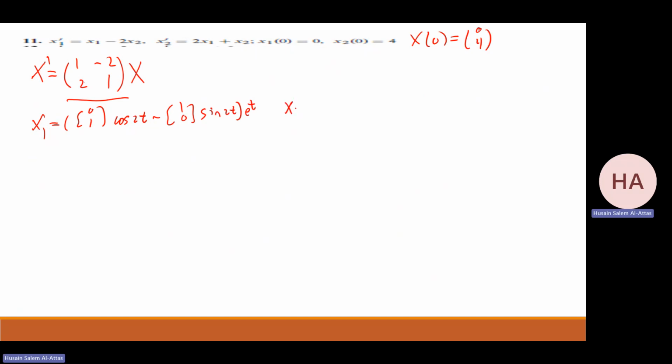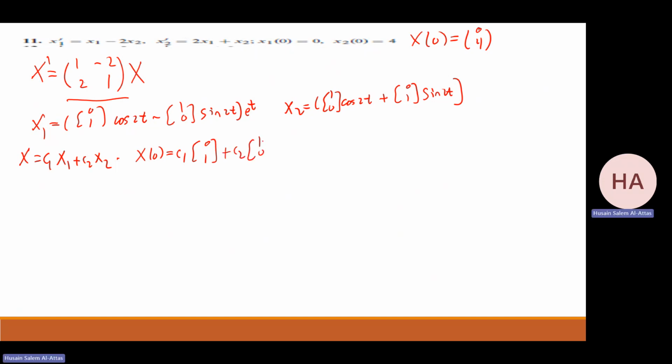t. Very clear. X2 should be the other way: (1, 0) cosine 2t plus (0, 1) sine 2t. And x will be C1 x1 plus C2 x2. Now the initial condition, x at 0 will be C1 (0, 1). E to the power 0 is 1, cosine 0 is 1, sine 0 is 0. Ignore it. Plus C2 (1, 0) equals (0, 4).